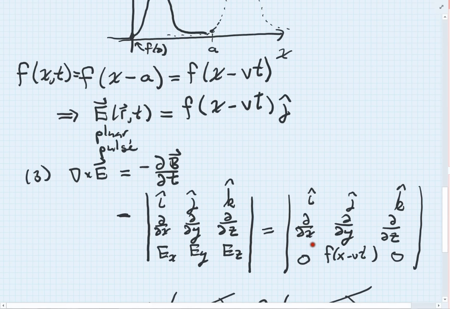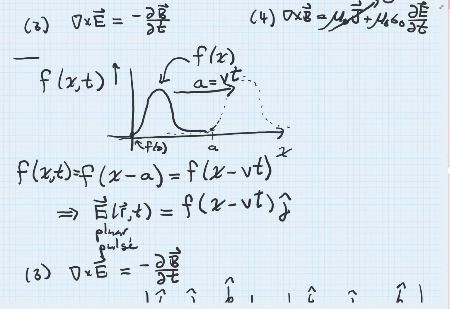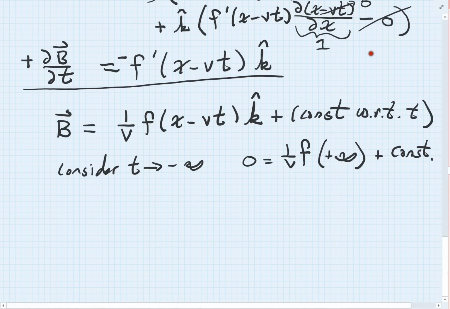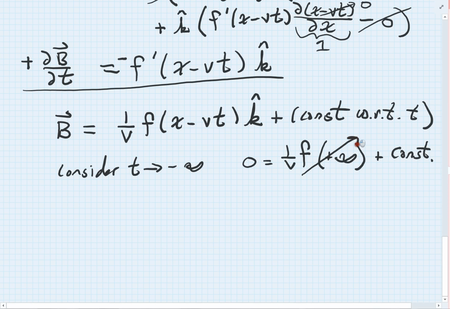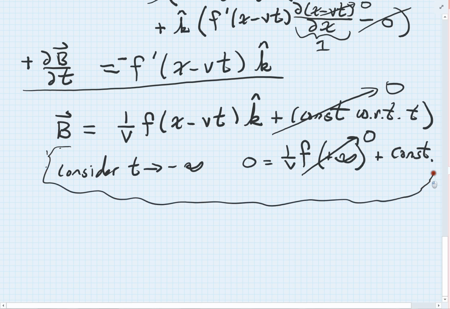Which is the shape of my pulse. I'm going to consider some localized pulse like this. F at infinity is going to be 0, and so my constant has to equal 0. Because my constant is 0, I can actually eliminate this term in my integration. So here is just a little bubble on how we were thinking to determine the value of our constant.